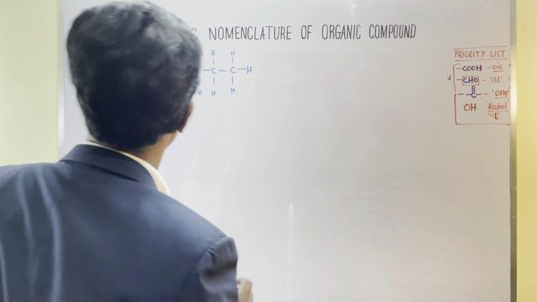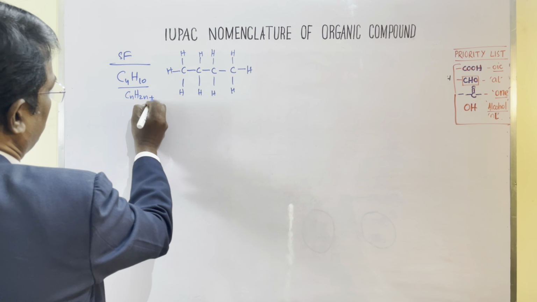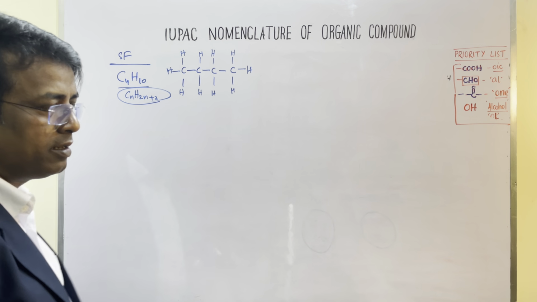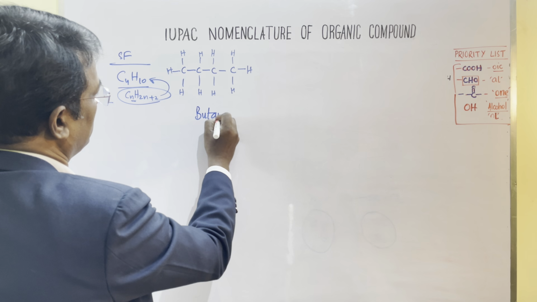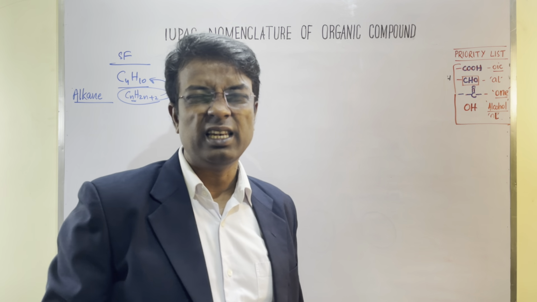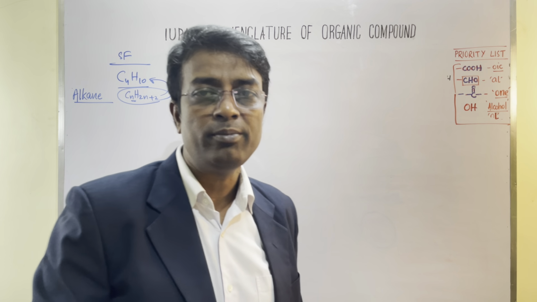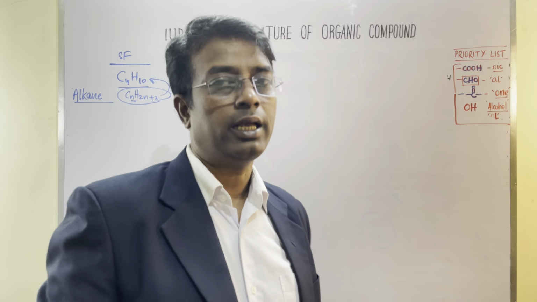With single bonds, the general formula CnH2n+2 falls in the category of alkane. This is butane. Now, life becomes a little difficult, it consumes time, if we take a larger compound.